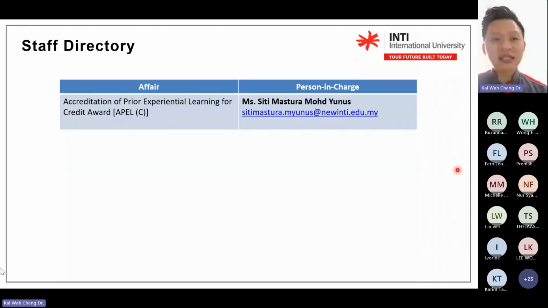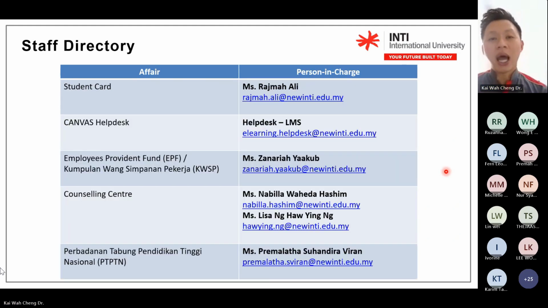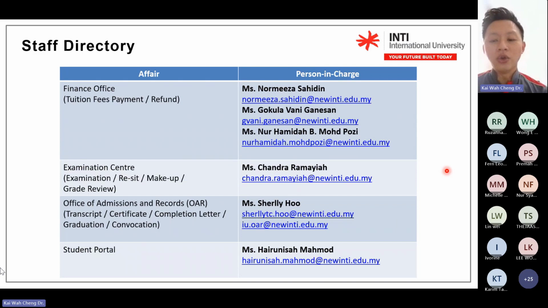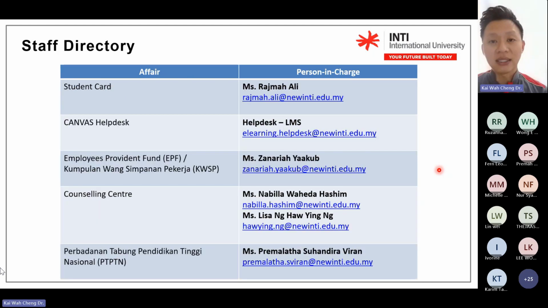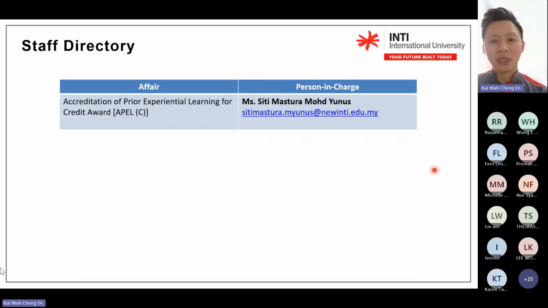Okay, and finally, slide number 3, please screenshot. Hopefully after going through these 3 slides, you will have the awareness of who you should refer to when you come across certain academic affairs throughout your progress of studies at INTI International University.